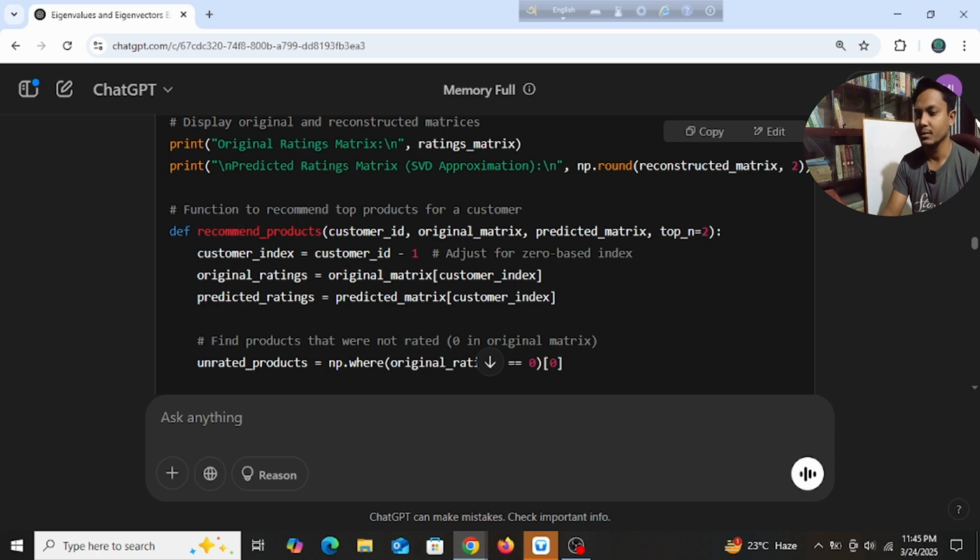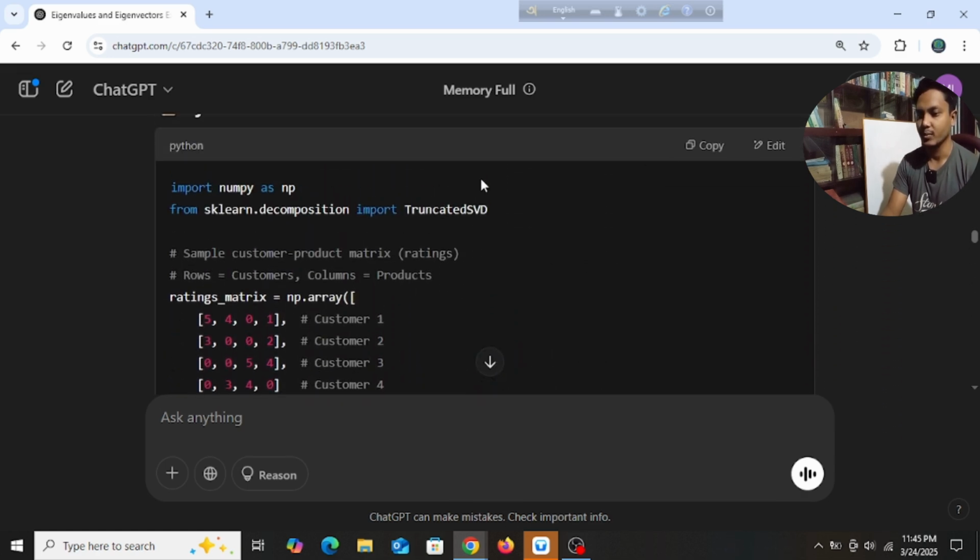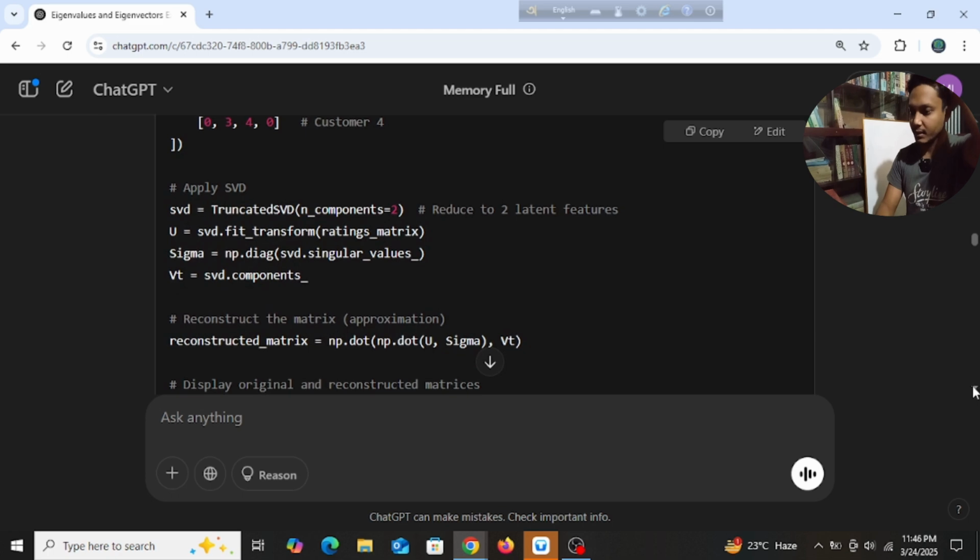If you want, you can see this. What this means: a simple customer product matrix, where rows are customers and columns are products. So now SVD is reduced to two latent features.